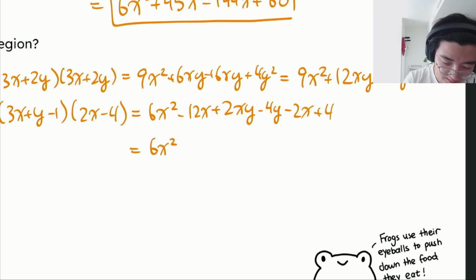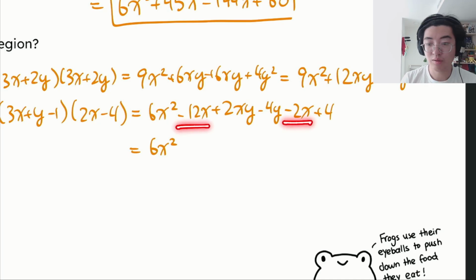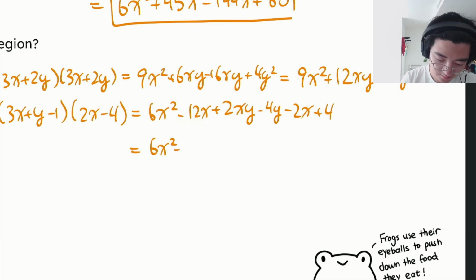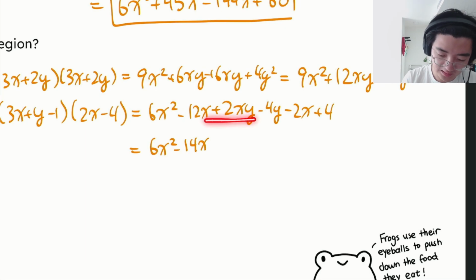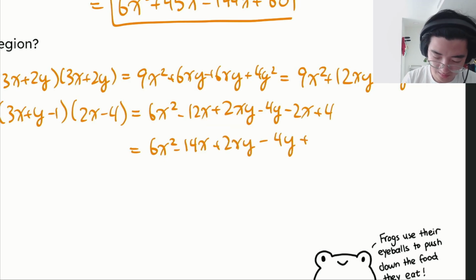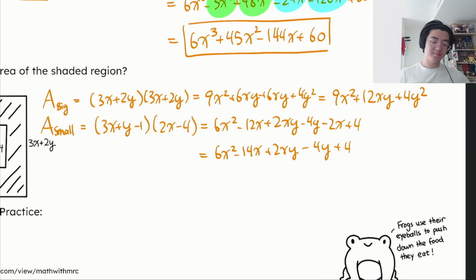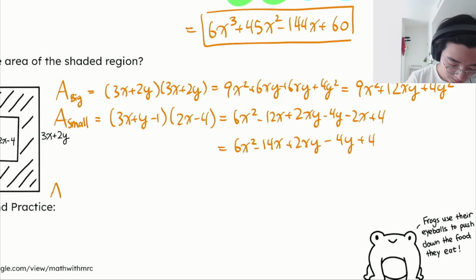x squared here. Right, we got, let's see, we got minus 12x and then minus 2x. So minus 14x. And then nothing else we can combine here, actually. We have xy, and then a y, and then a constant. Okay, we got a small area and a big area. Now we can just subtract them. Alright, so big minus small.